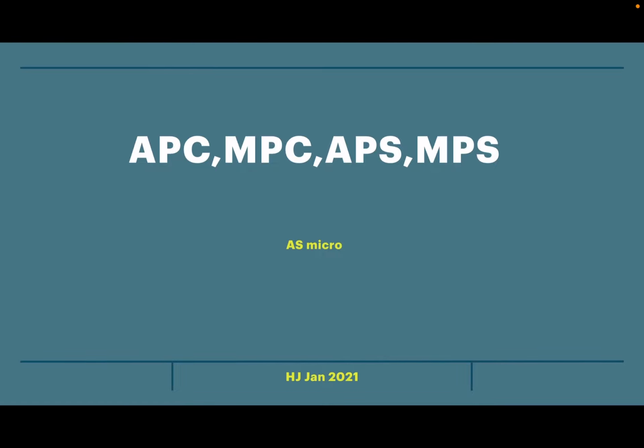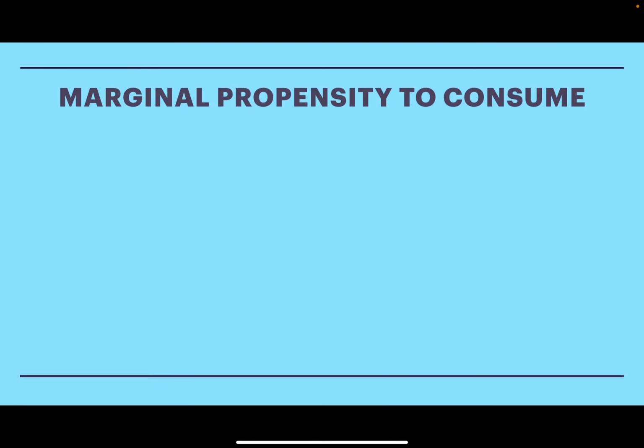Right, so in this slideshow, we're going to look at average propensity to consume, marginal propensity to consume, average propensity to save, and marginal propensity to save. Now, you need to understand what these are before you look at the multiplier. These are really important points to do with the multiplier. So first of all, marginal propensity to consume.